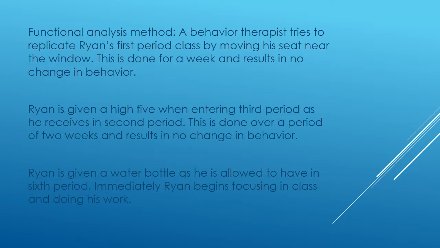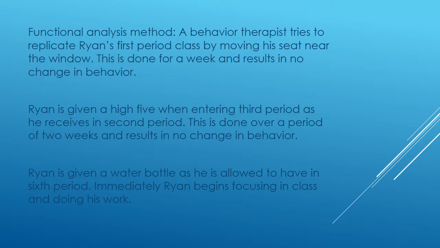Ryan is given a high five when entering third period, as he receives in second period. This is done over a period of 2 weeks and results in no change in behavior. Following those 2 weeks, Ryan is given a water bottle, as he is allowed to have in sixth period. Immediately, Ryan begins focusing better in class and doing his work.